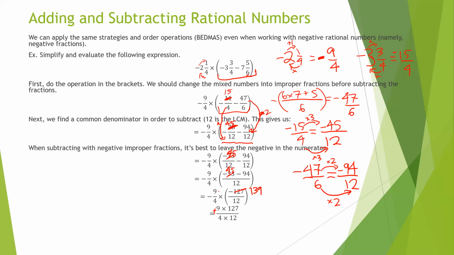So now I take 9 times 139, and I'm just going to cross that out. So 9 times 139. Let's do a little bit of math here. That ends up giving us 9 times 129. Sorry, 139. I typed it in wrong.